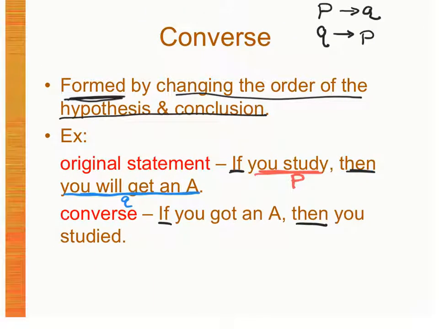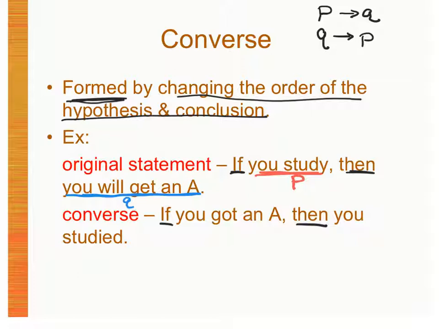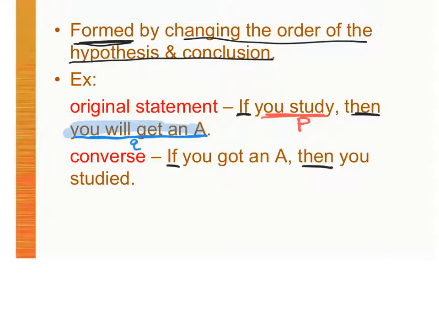So if I say, if you will get an A, then you study, that's a very weird sentence. But we can change it slightly by just using the past tense. We say, if you got an A, then you studied.